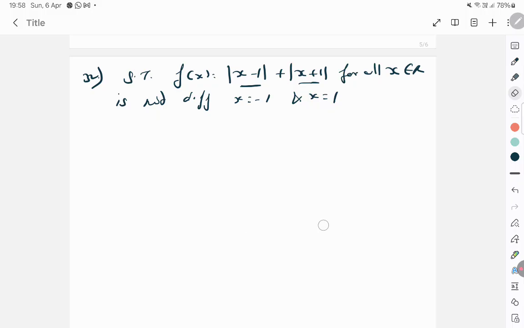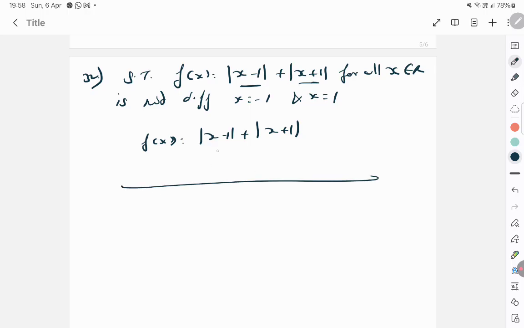So how are we going to do it? One second, hold on, I'll just do the sum. When a function like this is coming for your exam, which is f of x is equal to mod of x minus 1 plus mod of x plus 1, the cutting points are 1 and minus 1. Now redefine this function. How to redefine the function?